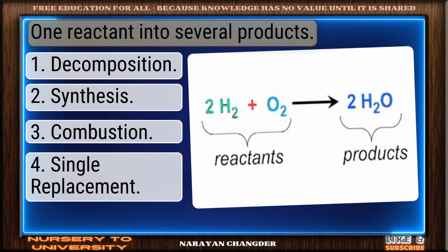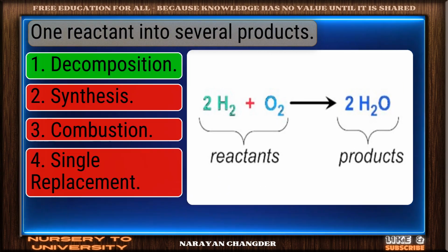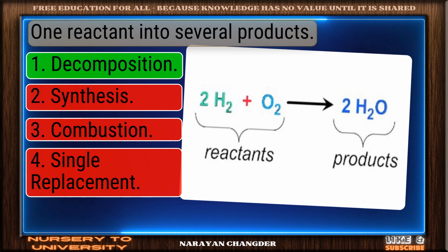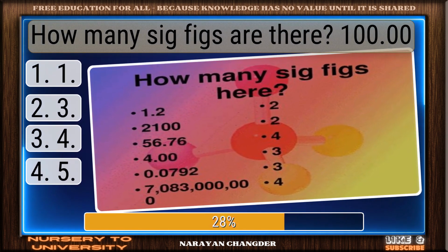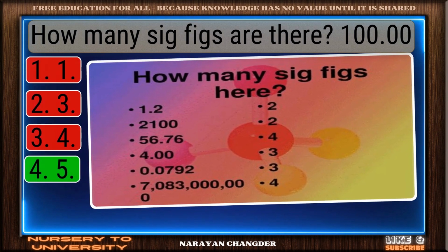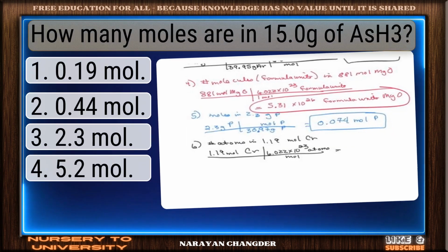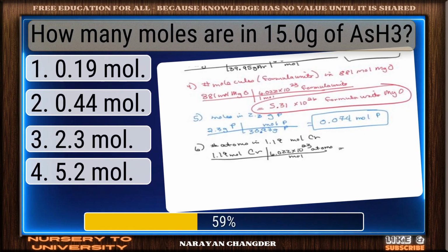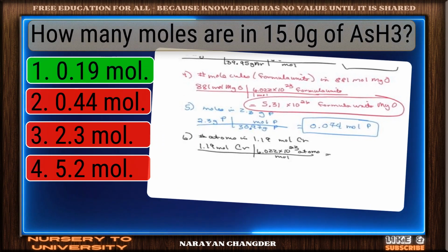One reactant into several products. Well picked. Decomposition is the correct answer. How many sig figs are there? 100 dough. You got it. Your choice 5 is right. How many moles are in 15.0 of Ash3? Perfect. 0.1 mole is the correct choice.